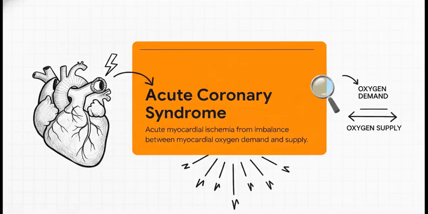Officially, it's any syndrome compatible with acute myocardial ischemia, resulting from a critical imbalance between myocardial oxygen demand and supply. Because of that sudden clot we just mapped out, the coronary artery is totally blocked. The heart muscle continues to demand oxygen so it can pump, but the supply has been entirely choked off. That starvation is exactly what's causing the severe, radiating chest discomfort our patient is feeling right now.